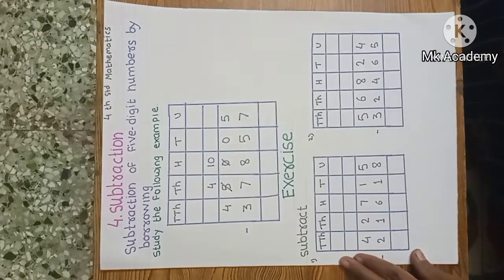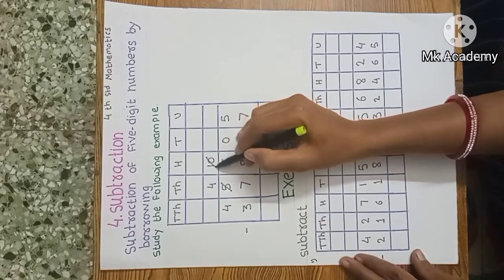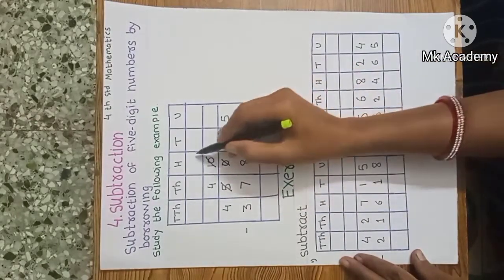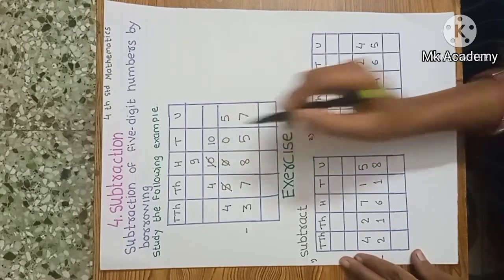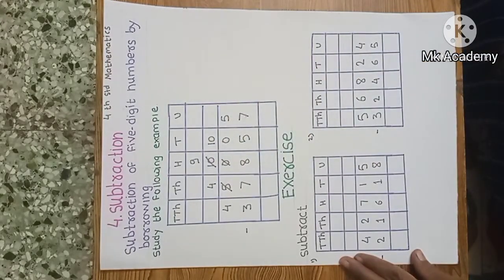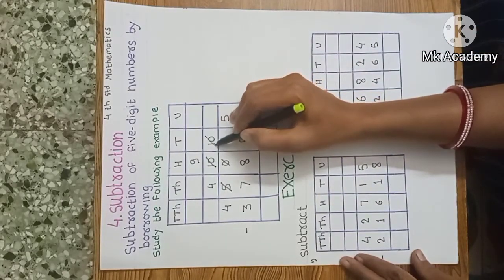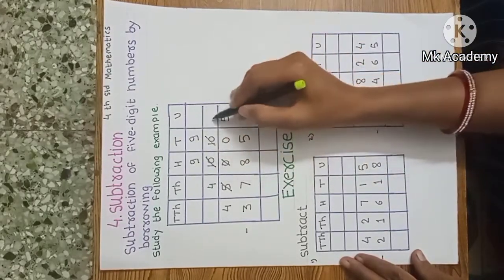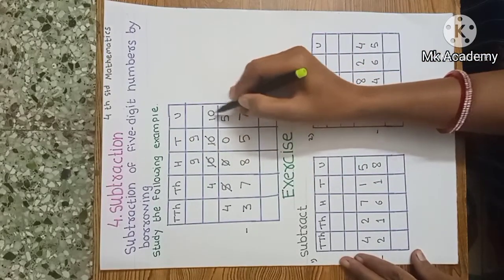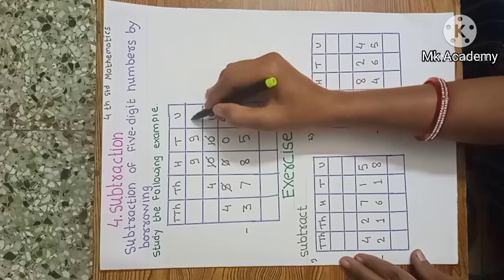1000 means 10 hundreds. Now we borrow 100 from this. How many hundreds remain here? 9. Here we get 10 tens. Now we borrow 1 ten from these 10 tens. Then how many tens remain here? 9. And here we get 10 plus 5, 15 units. Understood?